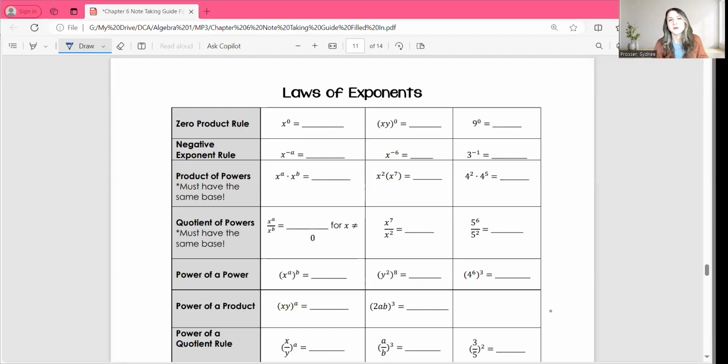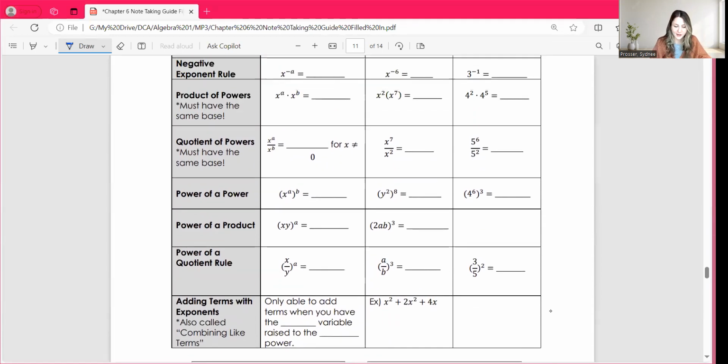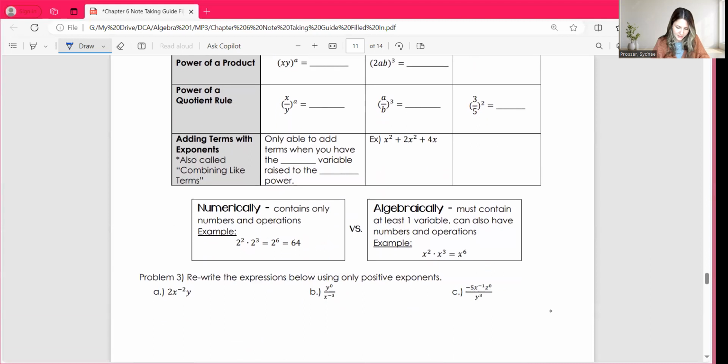Hey everyone, this video is still part of section 6.2, and it's all going to be about the laws of exponents. There are several you can see here that we're going to talk about, and just a couple of examples at the bottom.